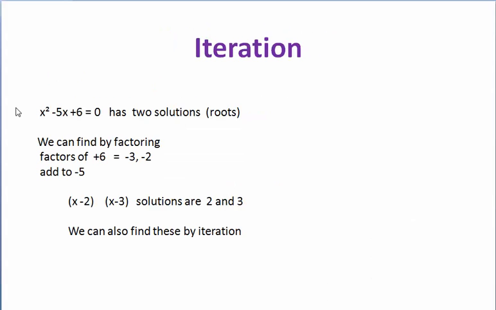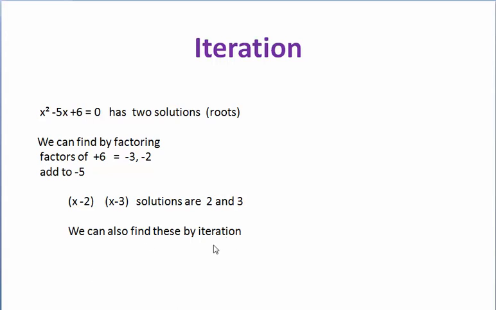Iteration. We've got this quadratic equation, x squared minus 5x plus 6 equals 0, and it's got two solutions. We can find the solutions by factoring. We get the factors of plus 6: two numbers multiplied give us plus 6, minus 3 and minus 2, and they also add to give us minus 5. So minus 3 and minus 2 are the roots, so we have (x minus 2)(x minus 3). If we set each of those to 0, we get the solutions as 2 and 3.